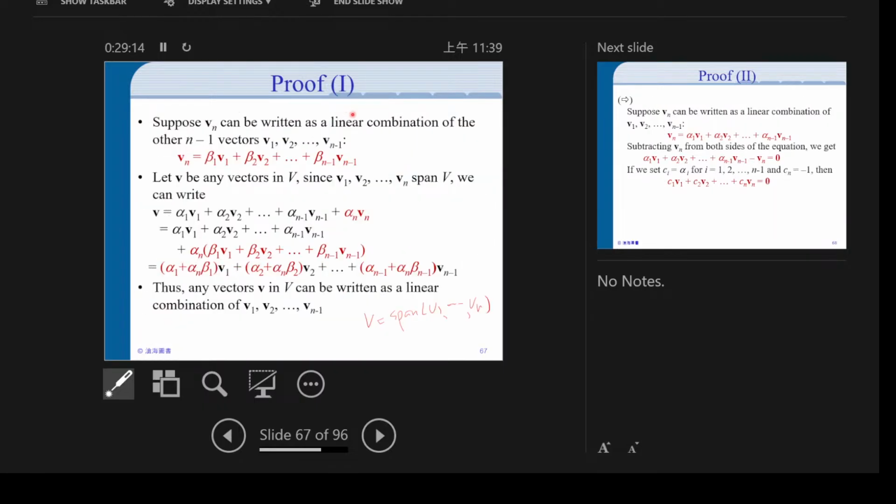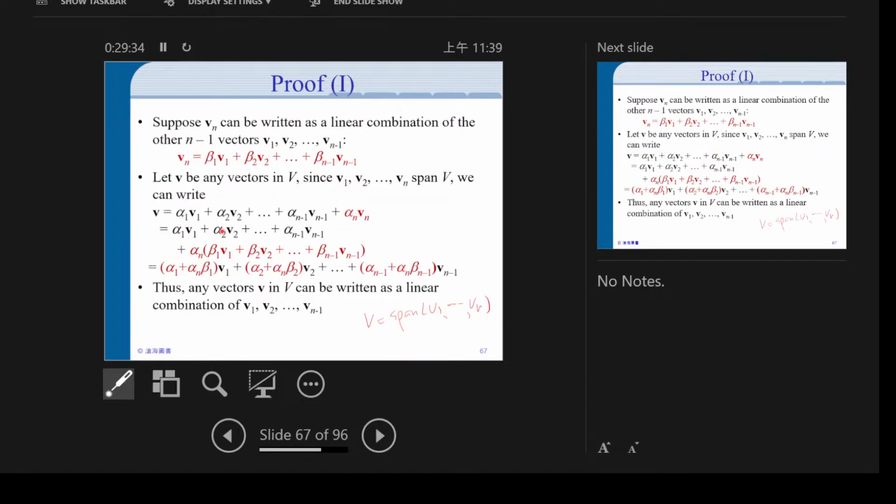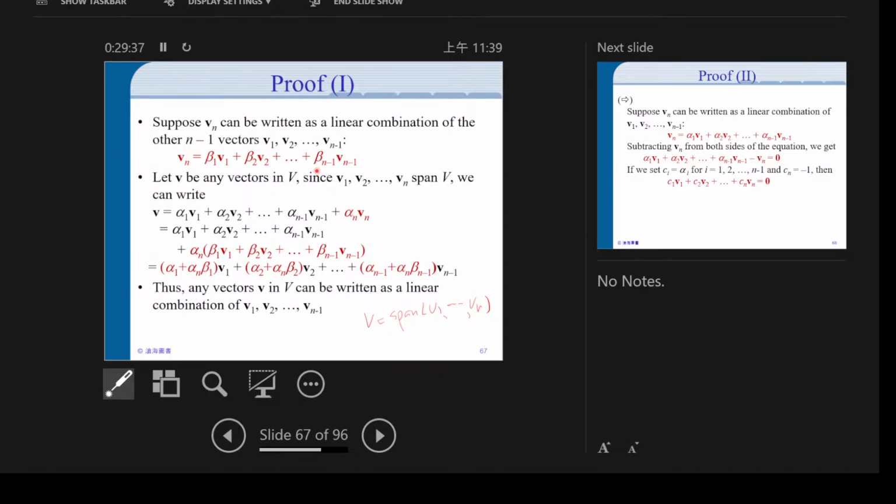Okay, so proof of 1. So if there is a V that can be written as a linear combination of others, so V is some beta times the other V's. Then we want to say this V1 to Vn-1 can span the whole space. Okay, so we need to show any vector in V can be written as a linear combination of V1 to Vn-1. So let's say this V is written as alpha 1 V1 up to alpha n Vn added together.